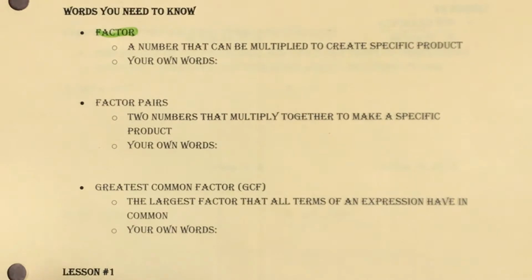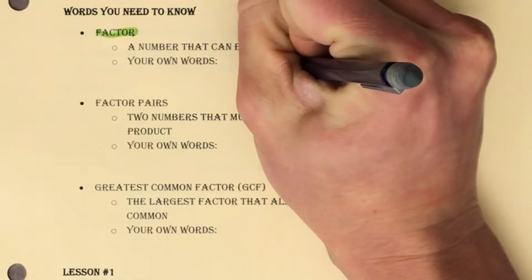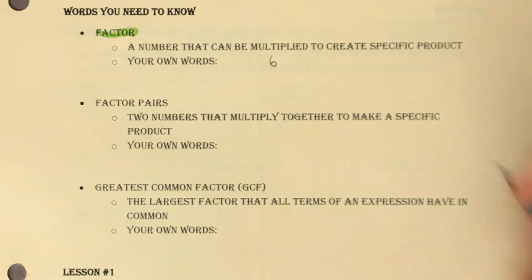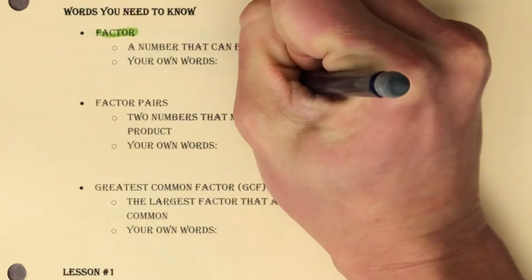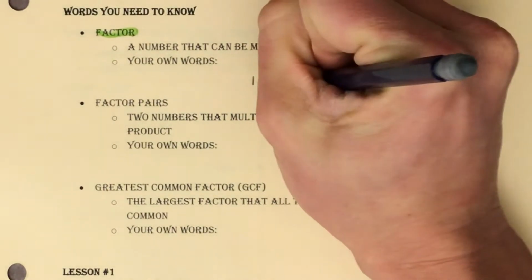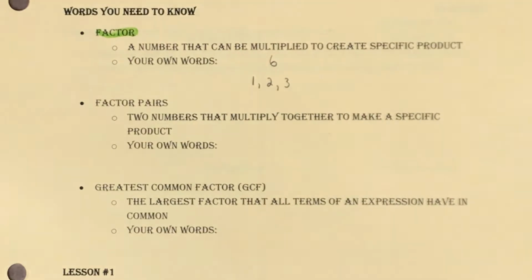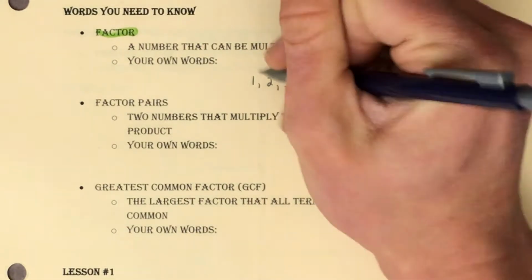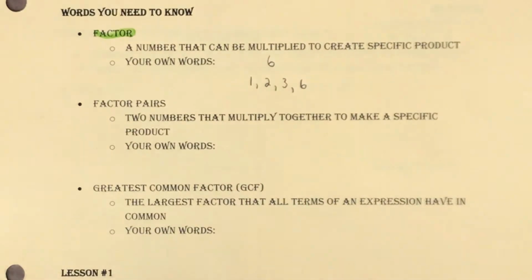So for instance, if we had the number 6, numbers that could be multiplied: you could multiply 1 by something and get 6. You could even multiply 2 by something and get 6. You could multiply 3 by something and get 6. You can't multiply 4 by anything to get 6. You can't multiply 5 by anything to get 6. But you can multiply 6 by something to get 6. And so factors would be these numbers right here that we've listed out. Those are the numbers that go evenly into 6. They can be multiplied by something to get to the number 6.